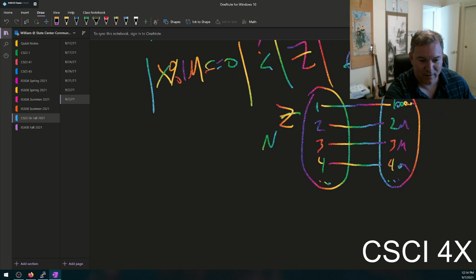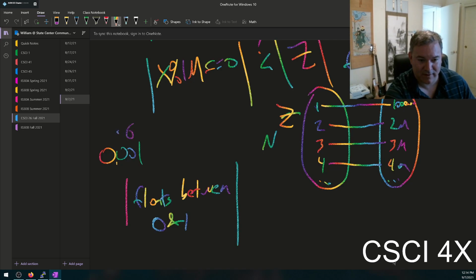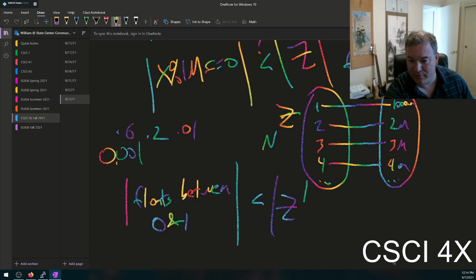So let's say, what is there more of? Floats between, floats being 0.001 or whatever. No precision limit, right? Floats between 0 and 1. The size of that set, like what's in that set, like 0.6, 0.2, 0.01, right? You guys understand? The size of the number of floating point numbers between 0 and 1, is that greater than, less than, or equal to the size of the number of integers there are?